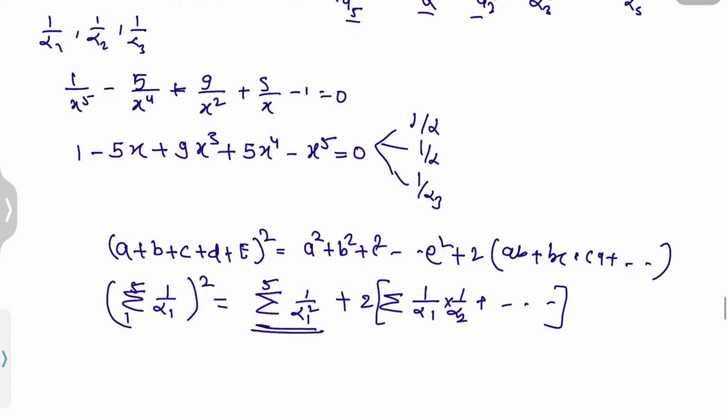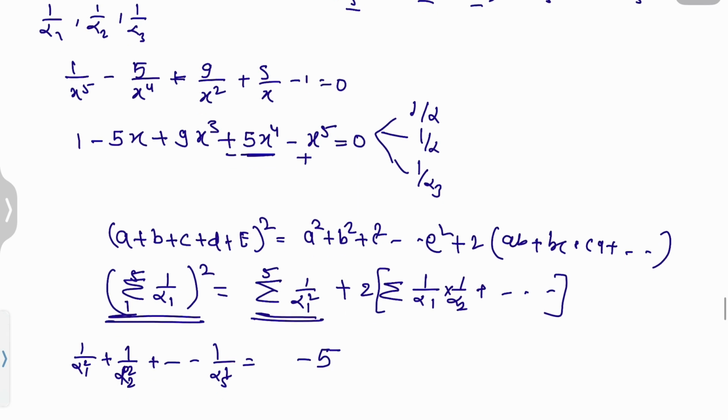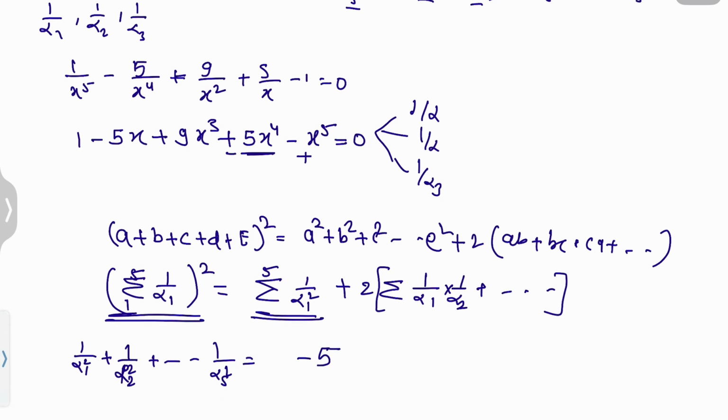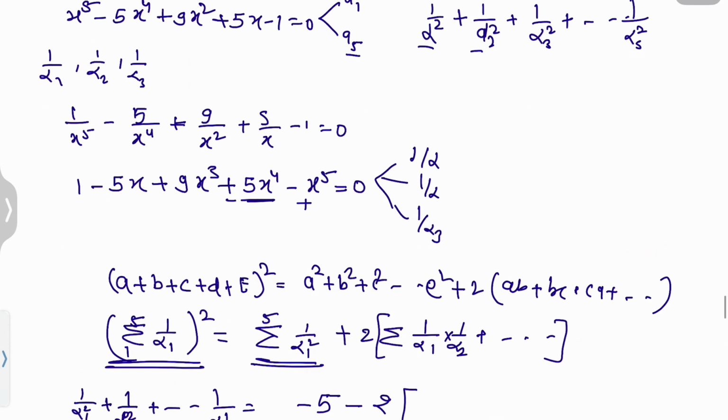So you can find this. This one is 1 upon alpha 1 square plus 1 upon alpha 2 square up to 1 upon alpha 5 square, that is the summation of this. So the summation is given by x square, x power 4 times, and according to this the sign is minus, so minus 5, just before that is the term, and after that the given 2 times minus.